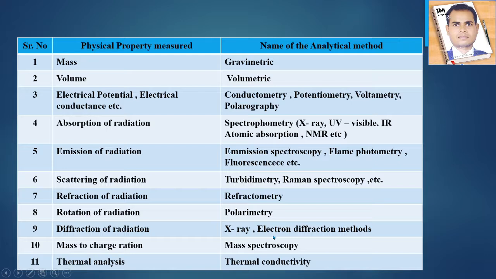The next is the X-ray electron diffraction method. In this technique, we can measure the diffraction of radiation. And the next is mass spectroscopy. In this technique, we can measure the mass to charge ratio. This is the physical property for mass spectroscopy. And the last one is thermal conductivity. In this technique, we can measure thermal analysis. Thermal analysis we can see in thermal conductivity.